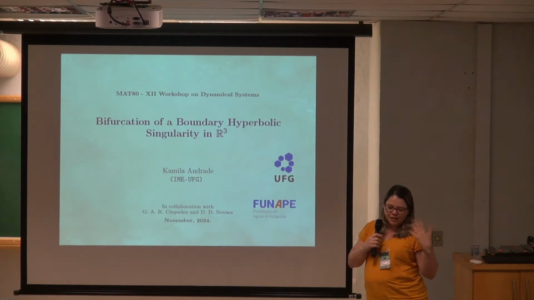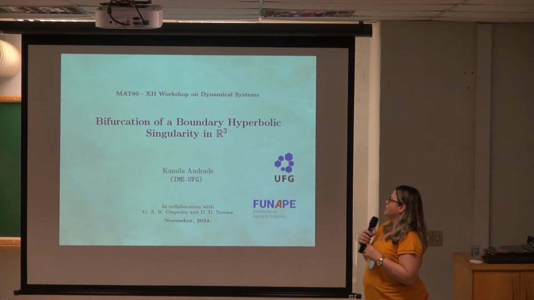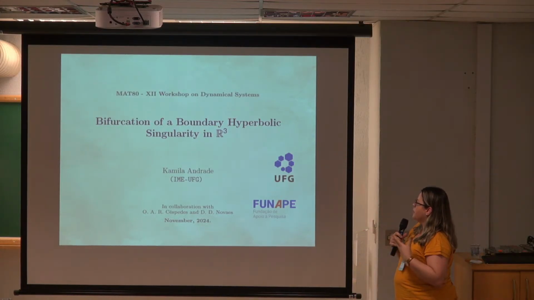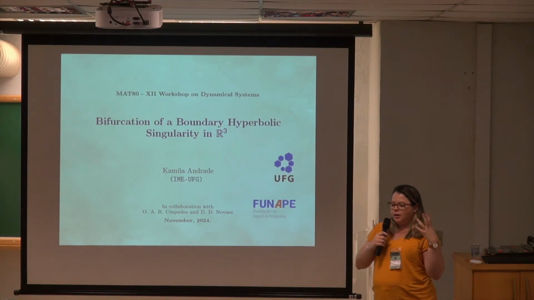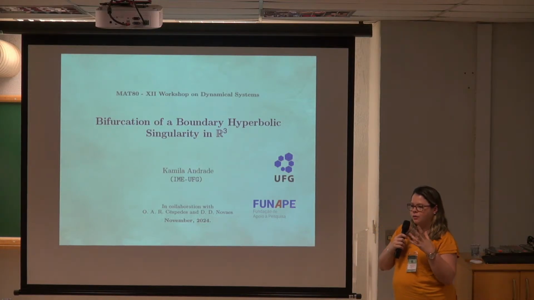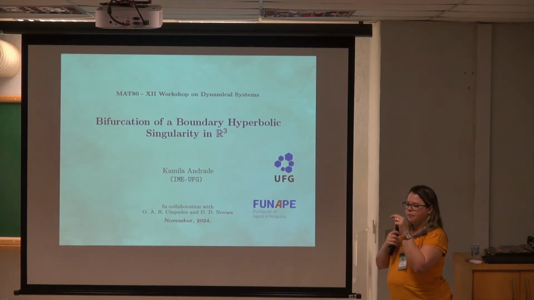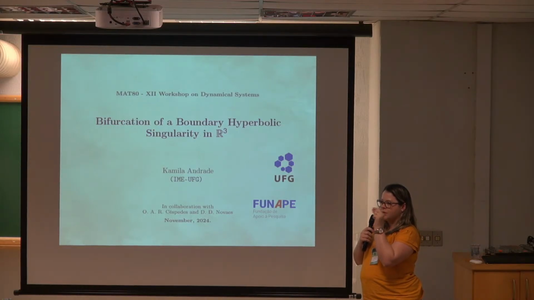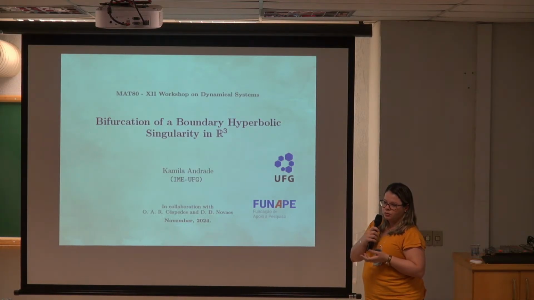And today I am going to talk about bifurcation of a boundary hyperbolic singularity in R2. More specifically, I am going to talk about when I have one specific boundary equilibrium, we perturb the system, and we want to study when, or under which conditions, this perturbation can generate a sliding Shilnikov connection.